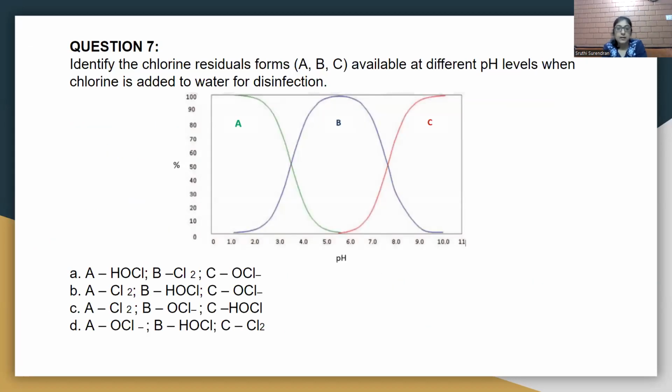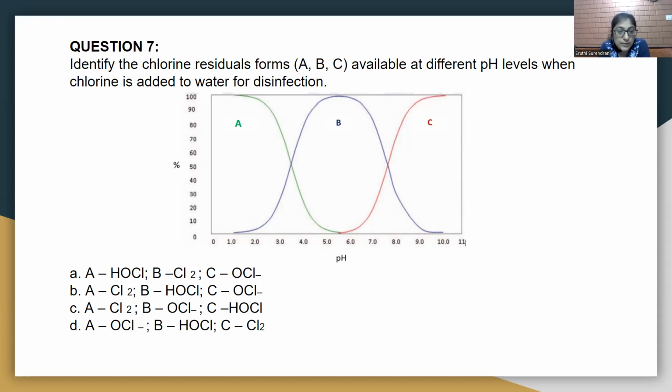Now you can see here, there's a graph given with the percentage of residuals and pH on the x-axis. So which chlorine residual form, A, B, C? You have the initial portion A, the middle portion B, and the third portion C, and the pH at which these are existing. So what are A, B, and C representing? A, B, C are chlorine residuals that are formed. Which kind of chlorine residuals are formed in the following regions is the question. It would be good if all of you give it a shot.